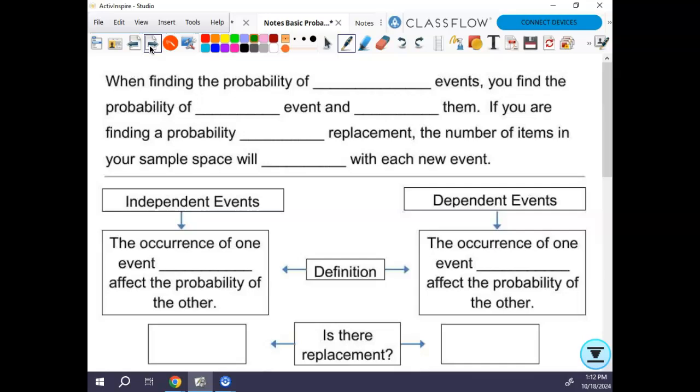All right, so the next part here is more like the probability that you'll really be asked for. When finding the probability of 2 or more events, you find the probability of each event, and I think this is where the confusion is about what to do and what you remember to do correctly. You probably find the probability of each event and multiply them.